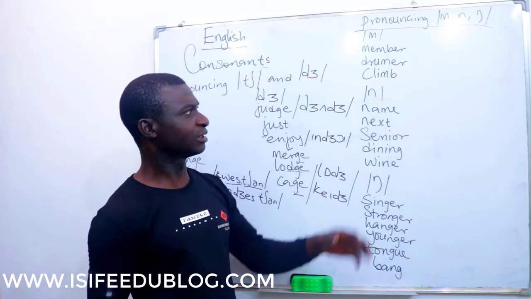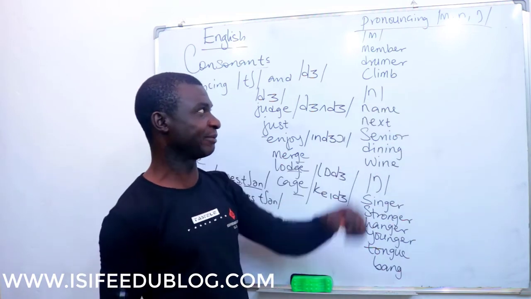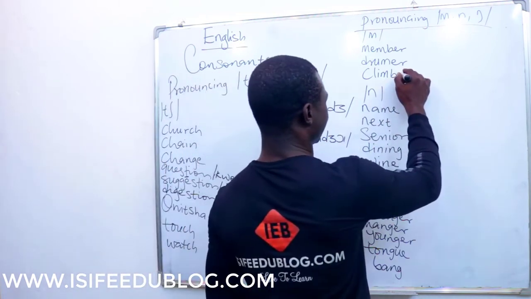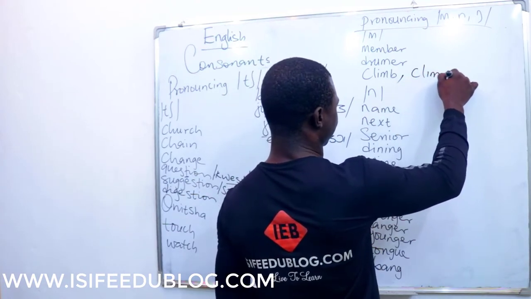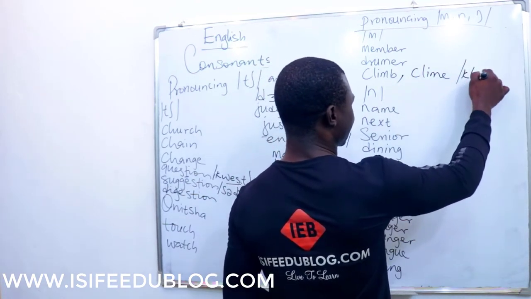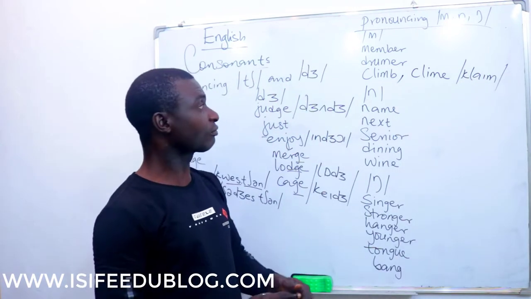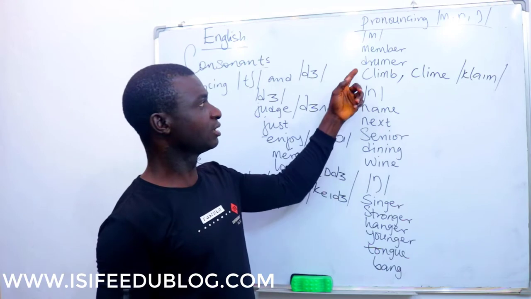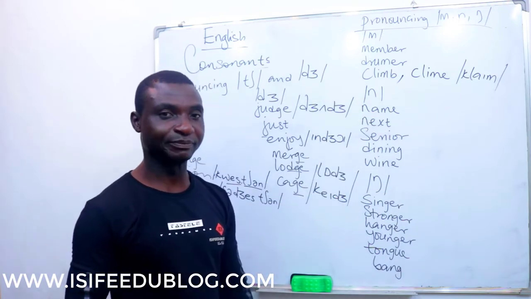drummer, climb. I didn't say climb with a B sound. The B in climb is silent. It is the same sound as C-L-I-M-E. Both are pronounced climb. So member, drummer, climb.